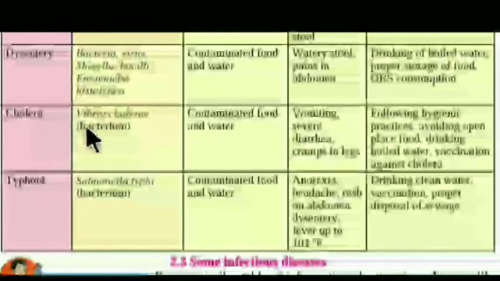Next, cholera. See the pathogen, Vibrio cholerae; it is a bacterial disease. And what is the mode of infection? Again, contaminated food and water. So taking healthy food and clean boiled water is so important. Let us see the symptoms: vomiting, severe diarrhea, that is atisar, then cramps in the legs. So these are the symptoms.